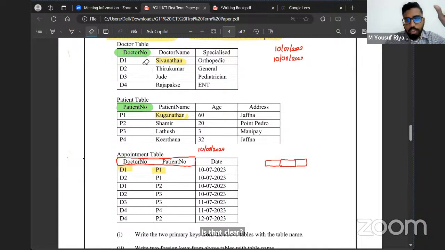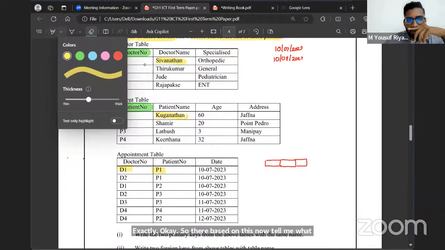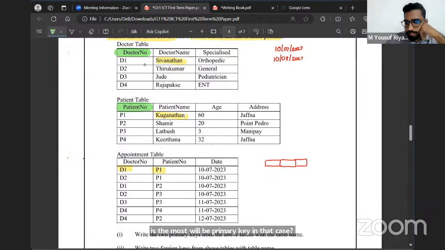Exactly. Okay. So based on this, now tell me what is the most suitable primary key in that case? Technically speaking, we have to use all three fields. Technically speaking, we have to use all three fields. Give me a minute.